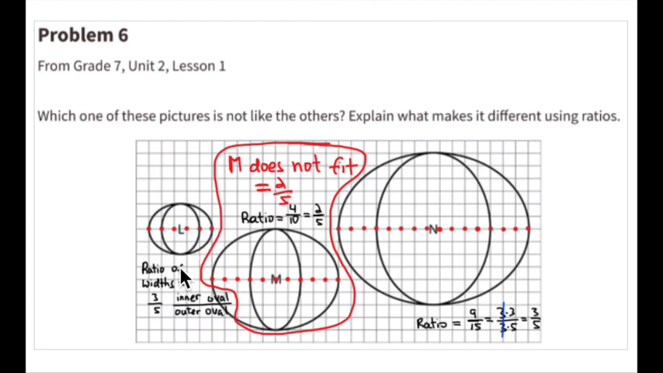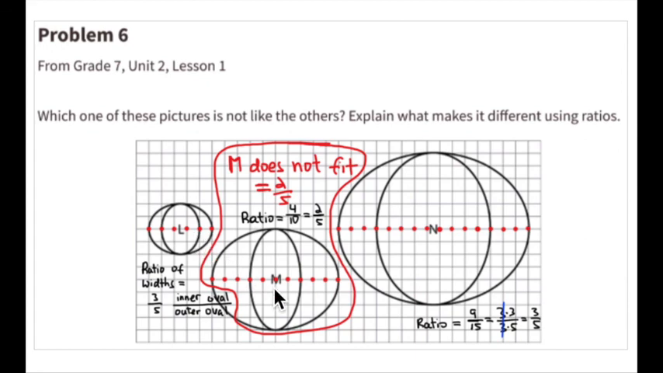For L, that is 3 units, 1, 2, 3, compared to 5 units, 1, 2, 3, 4, 5. So the inner oval to the outer oval is 3 to 5. For M, the inner oval to the outer oval is 4 to 10. 1, 2, 3, 4, and if you counted these all up, you get 10. 4 to 10 is the same as 2/5, not 3/5. So these two are different.